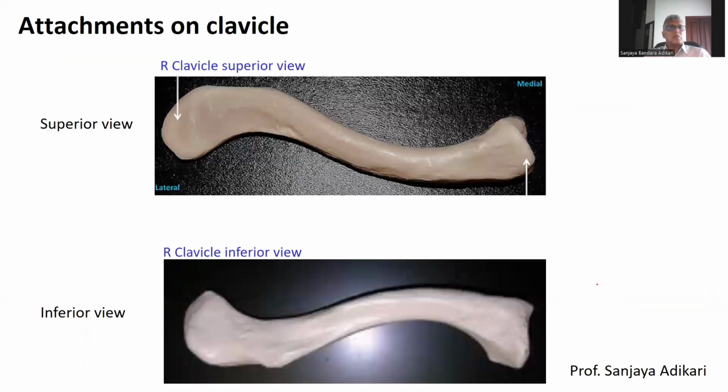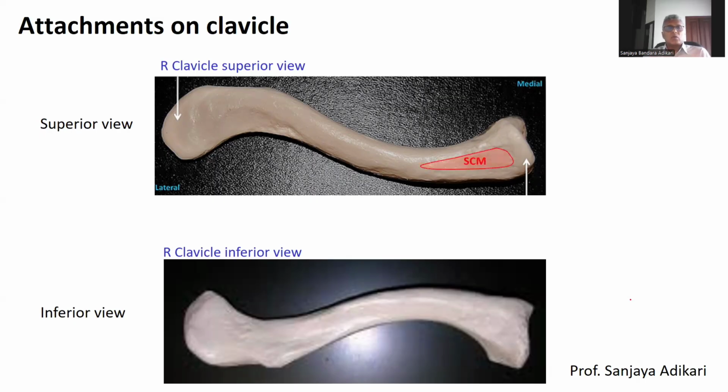Remember this point also. A few things about attachments on the clavicle. If you are given a clavicle in the exam, and if you are asked to describe it, or asked for the structures attached to it at different places, you better remember this. First, you have to orient the bone correctly. Then you identify the superior surface and the inferior surface. The superior surface is relatively smooth compared to the inferior surface, which is rough because of the attachment of many structures.